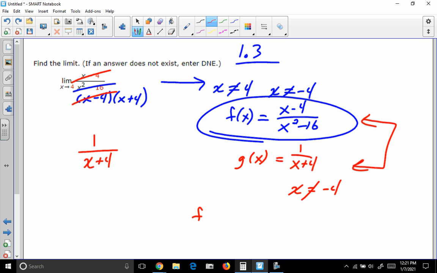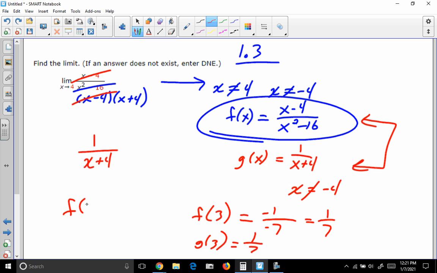If we substituted, for example, 3 into the top function, we would get negative 1 on top, 9 minus 16, negative 7 on bottom, so 1/7. If we substituted 3 into the bottom function, we would get 1 over 3 plus 4, which is 1/7. Same thing. And that's going to be true for any x that we plug in except the x's that are not in their domain. Let's just demonstrate by using one more point.